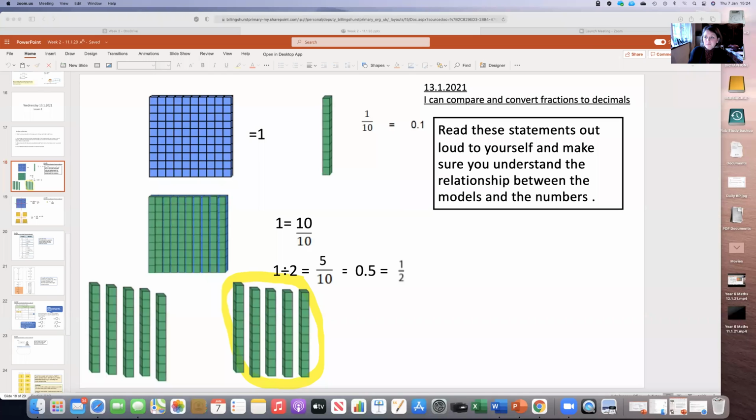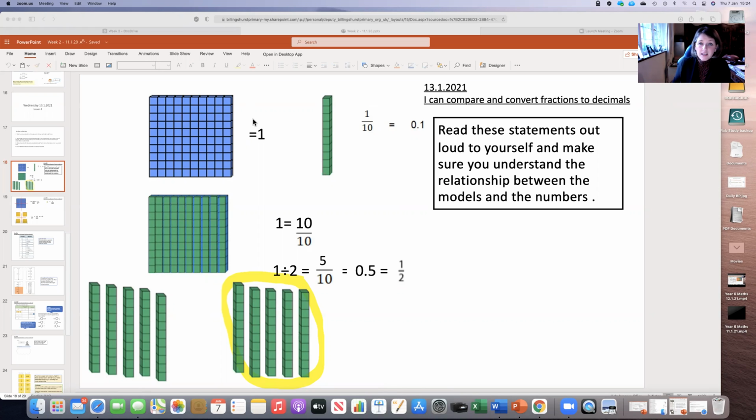So I'm just going to screen share so I can see what you'll be doing too. Make myself a bit bigger in the corner. You can all see that okay. Right, today we're going to carry on comparing and converting fractions into decimals. And today we're going to be looking at what would happen if you divided 1 by either 2 or 3 or 4, 5 even, what happens then?